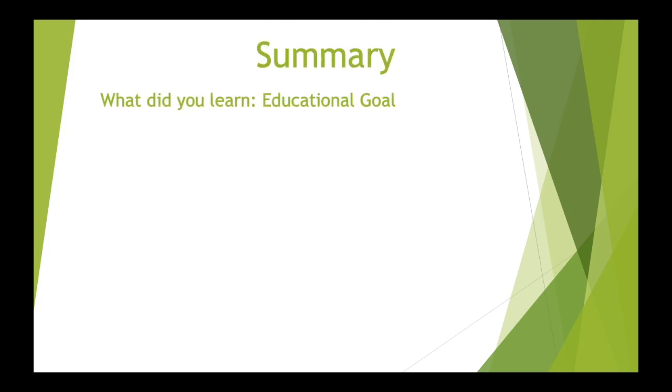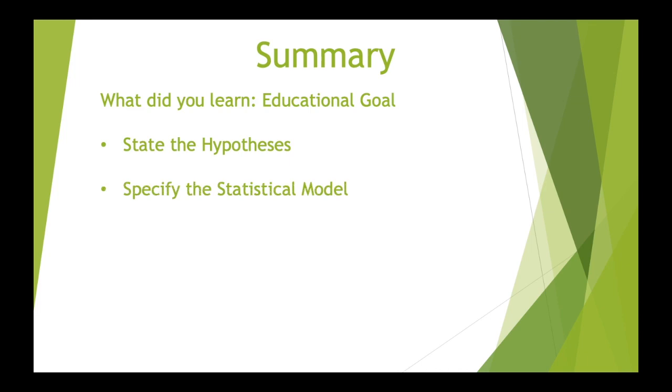So what did we learn from watching this video? We learned that in order to plan a statistical hypothesis test, you must first state the hypotheses. This involves stating the null hypothesis, in which our parameter is equal to the hypothesized value, and the alternative hypothesis, in which our parameter is what we consider plausible when we reject the null. We must also specify the statistical model.